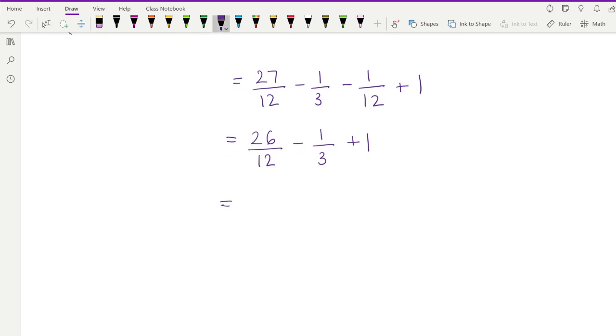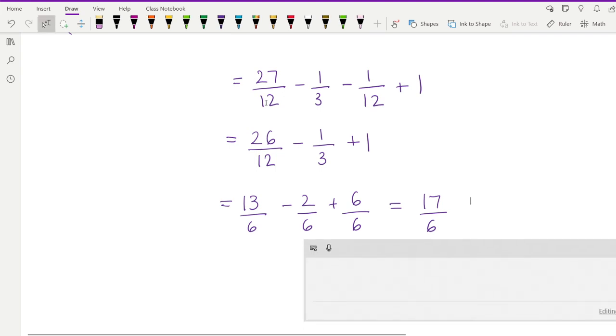So this can now be written instead as 13 over 6. And then let's make these other ones into sixths as well. So 1/3, that's 2/6. And 1 is 6 over 6. And so altogether we have 13 minus 2 is 11 plus 6 is 17. And so we're left with 17 over 6.